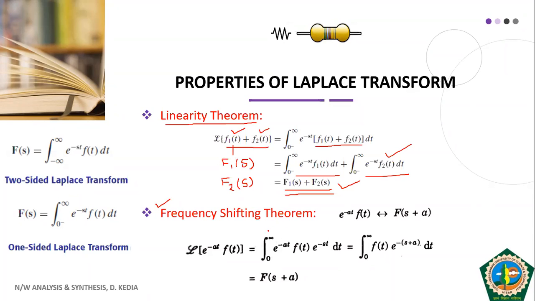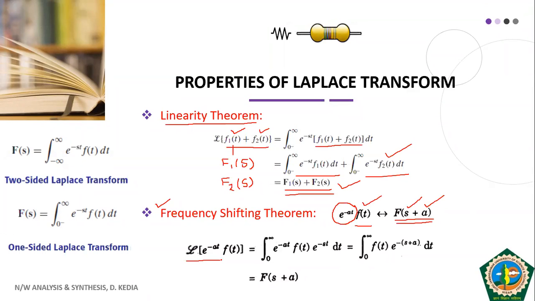Why are we calling it frequency shifting? Look at the solution. Your solution is F(s plus a), and as I told you yesterday, s is a complex frequency and a is a constant. So something has been added to a complex frequency, which means the frequency has been shifted. That's why we call it the frequency shifting theorem. If we want to shift the frequency, the time domain function needs to be multiplied with e raised to the power minus at. Let me repeat: if we want to shift the frequency, we need to multiply the time domain function with e raised to the power minus at. This can be proved as shown below.